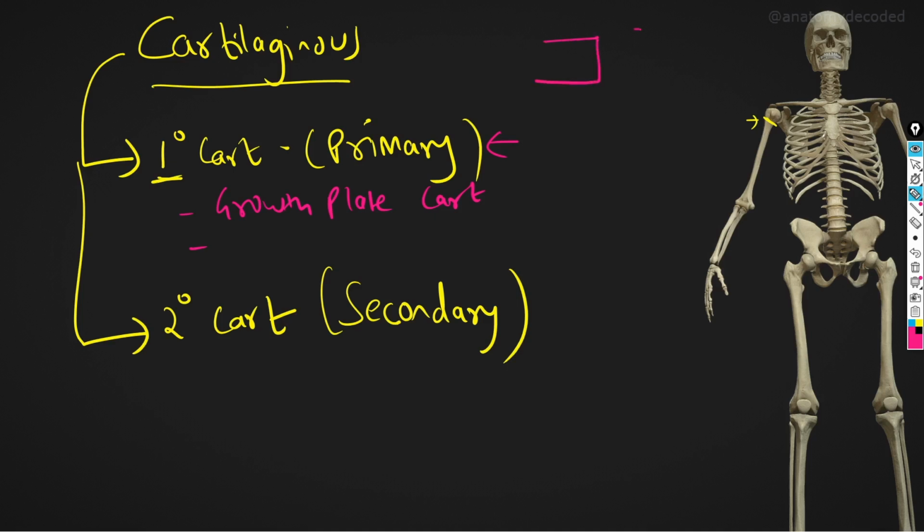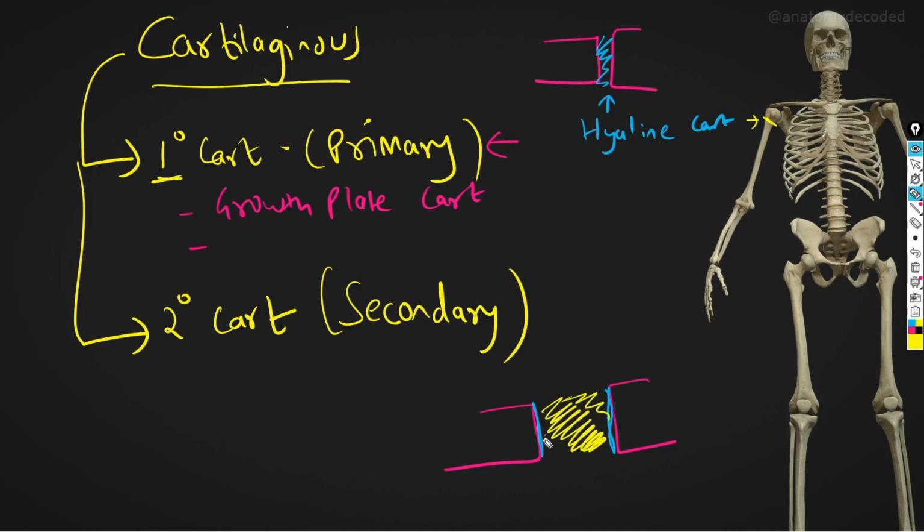For example, if this is the bone, between them there is a hyaline cartilage. Okay, between them there is a hyaline cartilage. It is a primary cartilaginous joint. Okay, this is one bone. This is one bone. Again, there is a very small part of hyaline cartilage here, and the major chunk of tissue is a different cartilage that's called fibrocartilage. Okay, the major chunk between the 2 bones is a fibrocartilage.